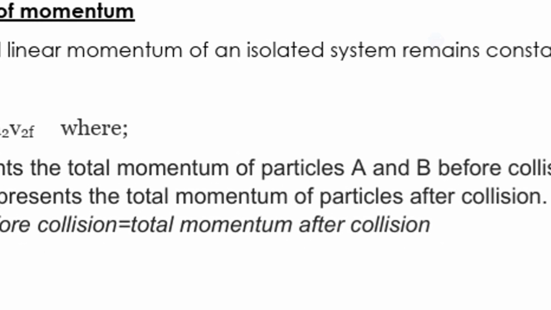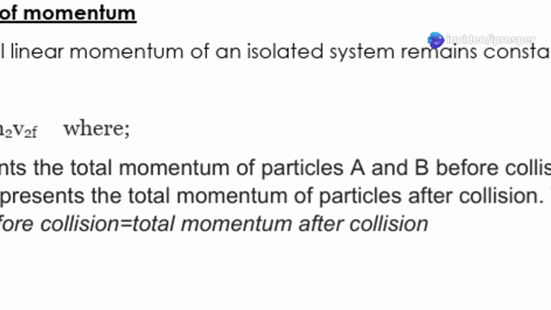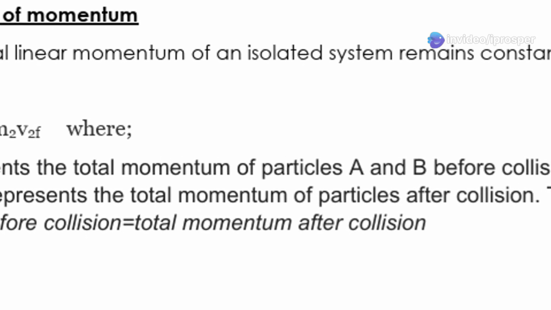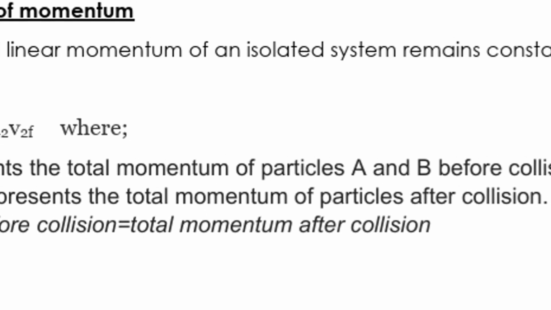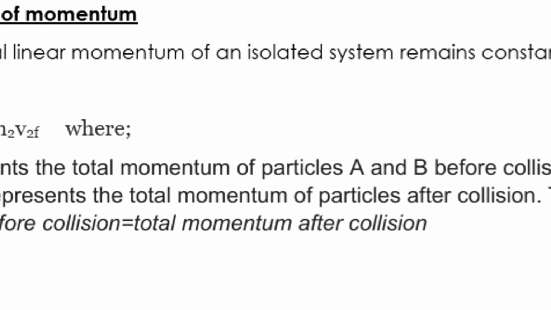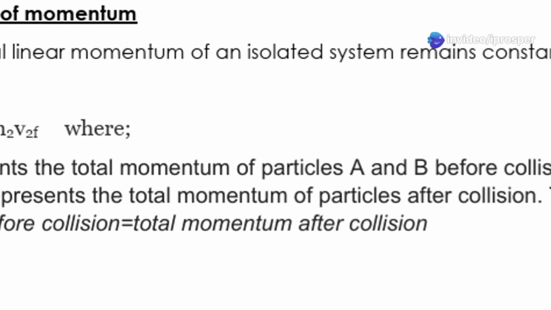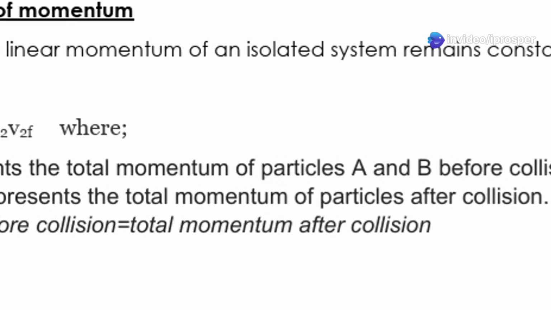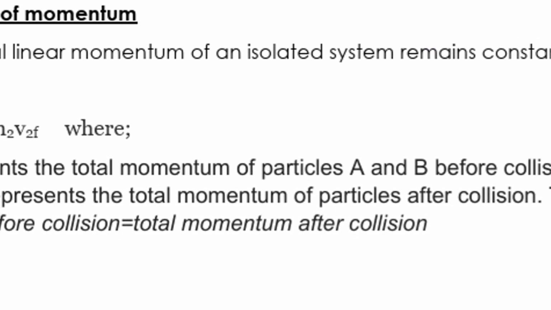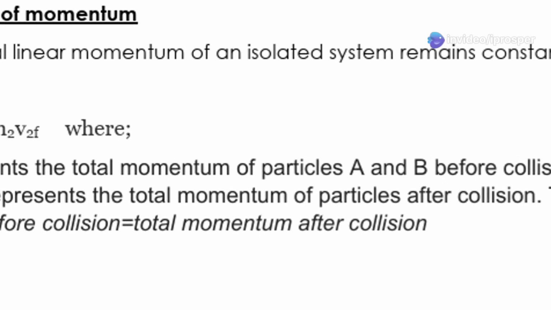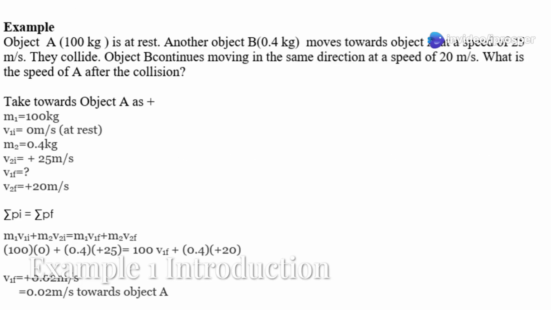Law of conservation of momentum. It states that the total linear momentum of an isolated system remains constant or is conserved. Sigma pi equals sigma pf: m1v1i plus m2v2i equals m1v1f plus m2v2f, where m1v1i plus m2v2i represents the total momentum of particles A and B before collision, and m1v1f plus m2v2f represents the total momentum of particles after collision. This means that total momentum before collision equals total momentum after collision. Delta P before equals delta P after.